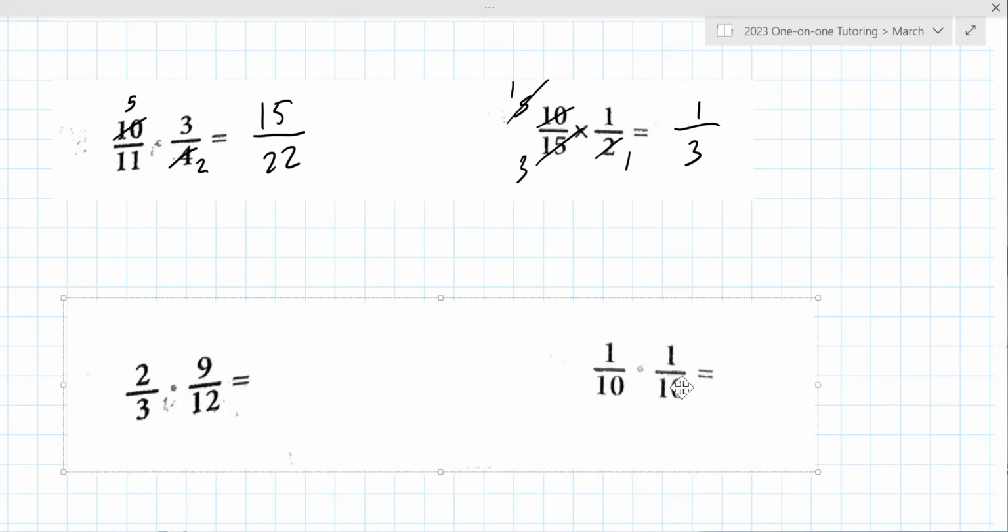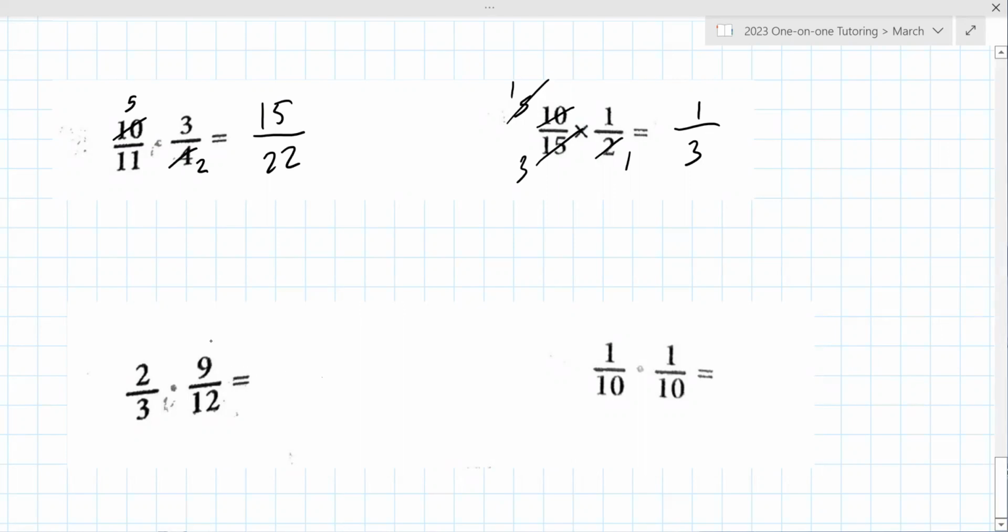Do you have a question, or are you working this one out? Working it out. Okay. 3/6. 3/6 reduces. 1/3.